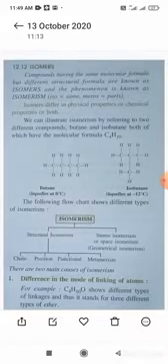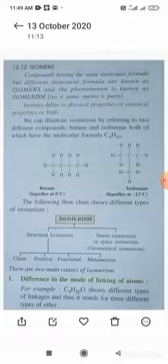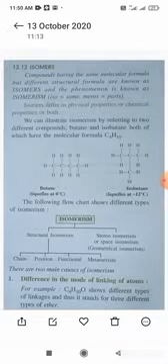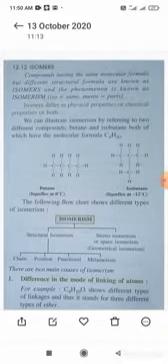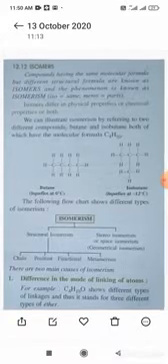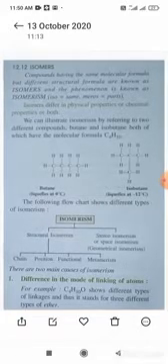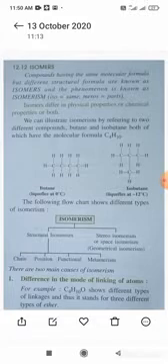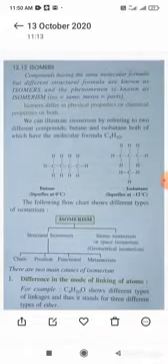So what are isomers? Compounds having the same molecular formula but different structural formula are known as isomers. Iso means same, and meros means parts. So same parts: the molecular formula is the same, but the structural formula is different. Isomers differ in physical properties or chemical properties or both. They may differ in physical properties, they may differ in chemical properties, they may differ in both.